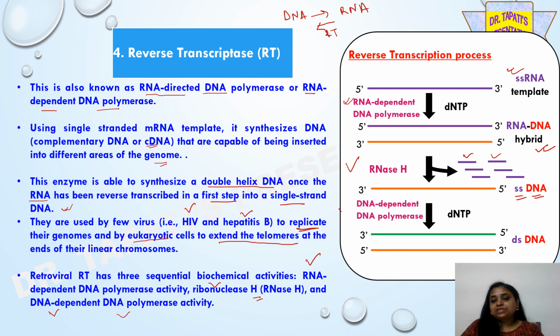In the next step, DNA-dependent DNA polymerase is synthesizing the new strand. Therefore, we are getting double-stranded DNA. In this way, RNA is converted to DNA by the reverse transcriptase enzyme.